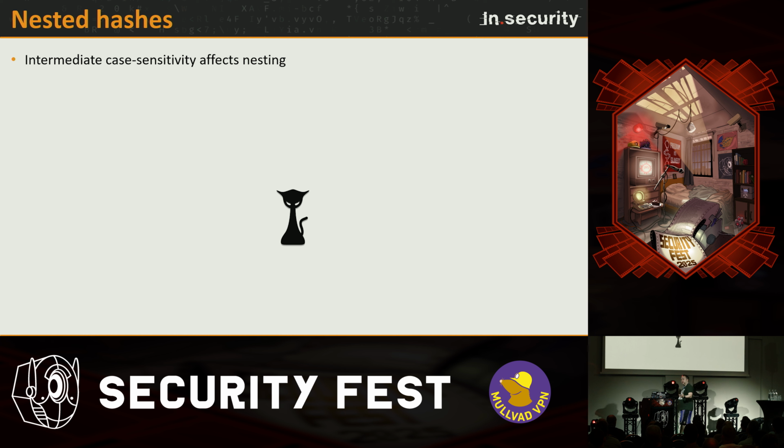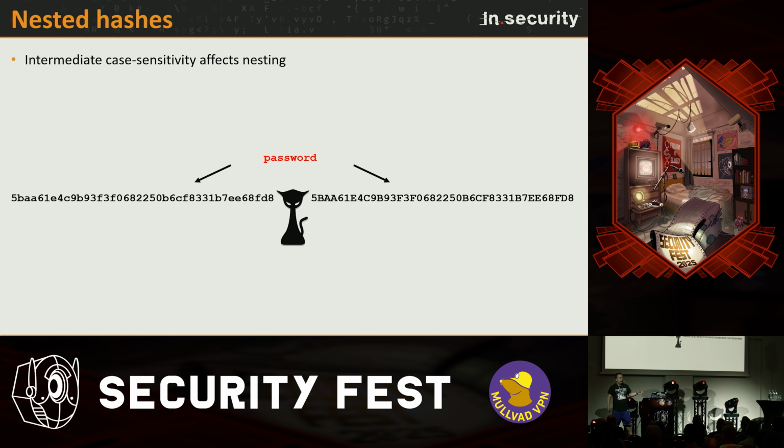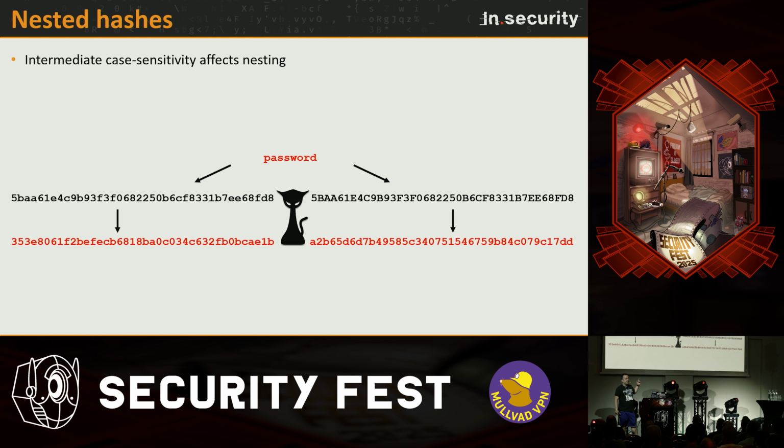Intermediate case sensitivity. Let's take the word password. Fine. We're going to hash it. Now, hashcat defaults to using lowercase, and that's fine, and many people do. But let's say you then nest the final hash as an uppercase as well. So you can see now we've got the lower and the uppercase of the intermediate hash. Now, the final hash is, of course, going to be very, very different because we've hashed completely different characters.